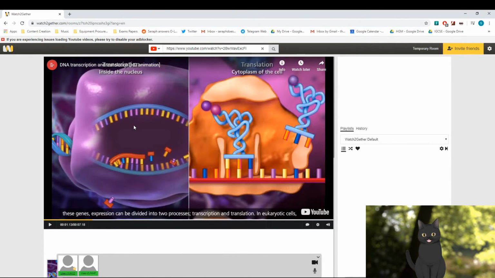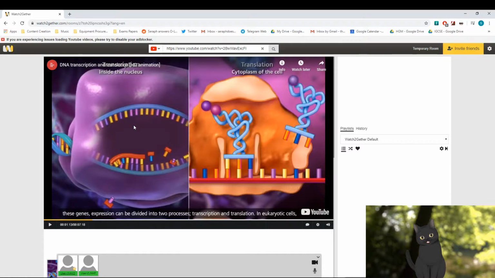So it's trying to tell you how DNA affects the final outcome of how certain body features look. It has to go through something called gene expression. And gene expression has two types. One is called translation, one is called transcription. I want you to take note of the words you see. Transcription, it says, is inside the nucleus.